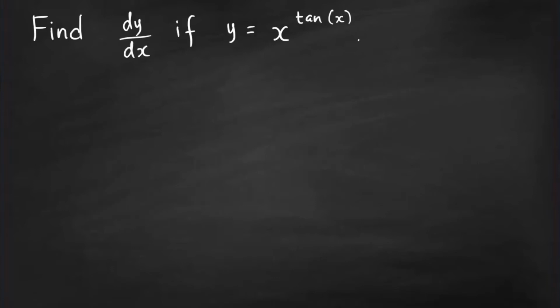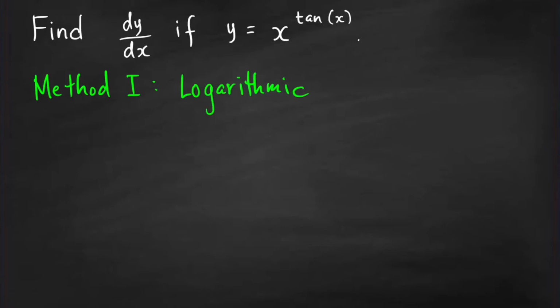Let's consider the following problem. Find the derivative of y with respect to x if y is equal to x raised to tangent x. So let's find the derivative using our first method. This is method one, and this method is called logarithmic differentiation.